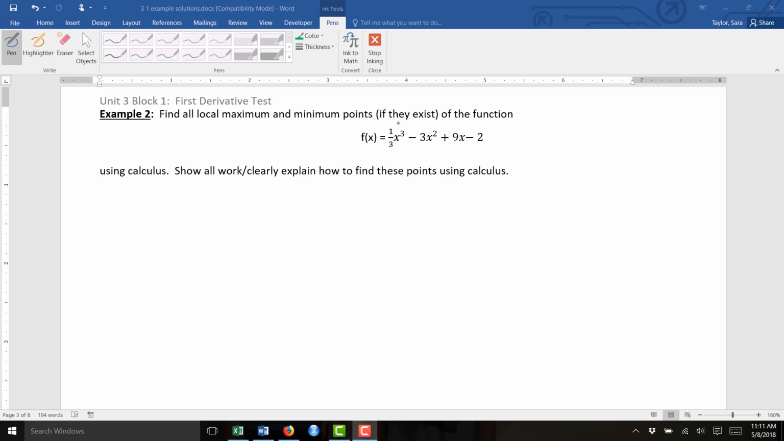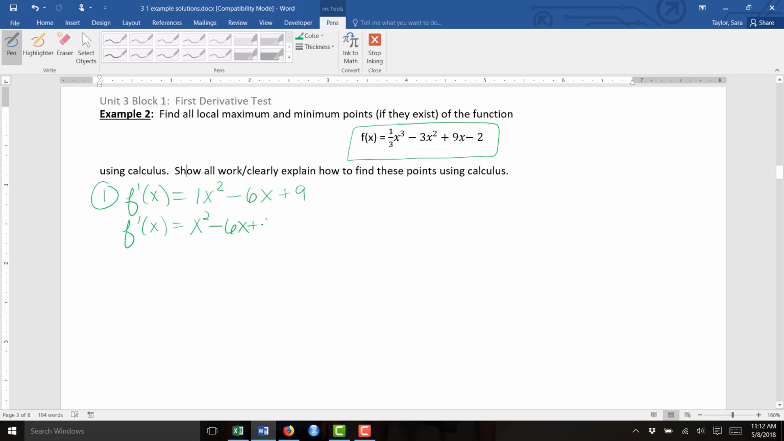In example 2, we've been asked to find the local minimum and local maximum points for this third degree polynomial. So first, we need to find the derivative function. So we drop down the 3. 1/3 times 3 is 1. So 1x to the second minus, drop down the 2, we get 6x, and the derivative of 9x is 9. And of course, you don't need to write the 1 out front. The leading coefficient is 1, but we could just write x squared minus 6x plus 9.